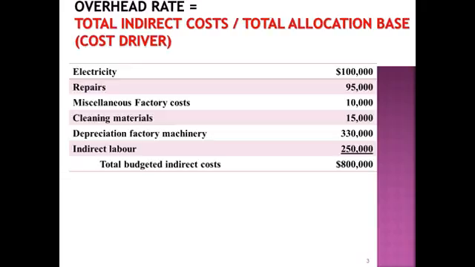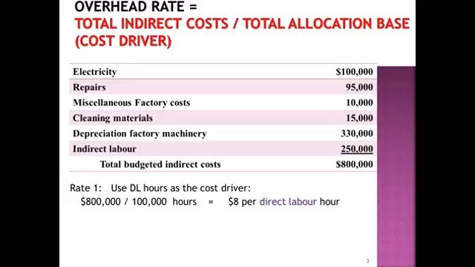The total indirect costs divided by the total allocation base, or the cost driver, is how we calculate the overhead rate. So our budgeted indirect costs are the ones that we had. Electricity, 100,000, repairs, 95,000, miscellaneous factory costs, 10,000, cleaning materials, 15,000, depreciation of factory machinery, 330,000, and indirect labour, 250,000. All of those added together come to our total budgeted indirect costs of 800,000.